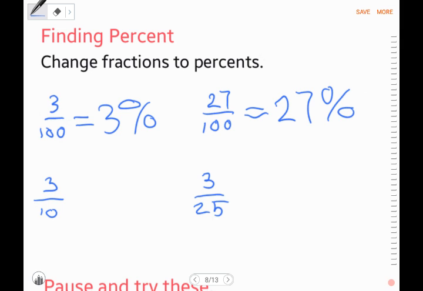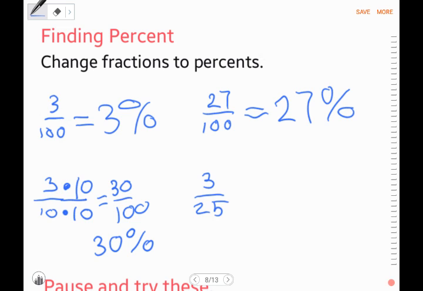Okay, 3/10. Now what are we going to do about this? This is 3 out of 10, not 3 out of 100. But when we have a number like 10 that is a factor of 100, we can just multiply the top and the bottom by the number that will give us 100 on the bottom. So we get 30/100, which we now know to mean 30%.